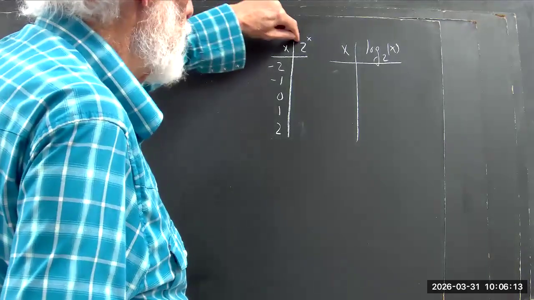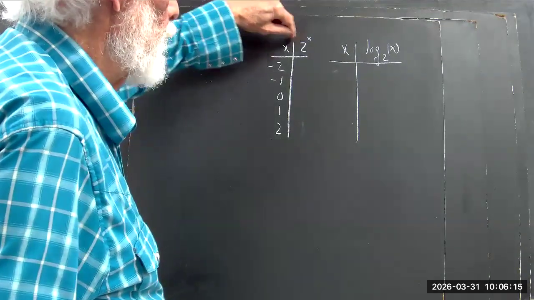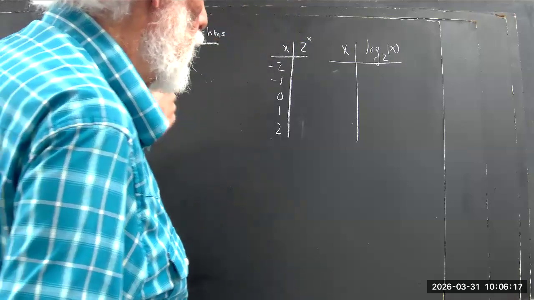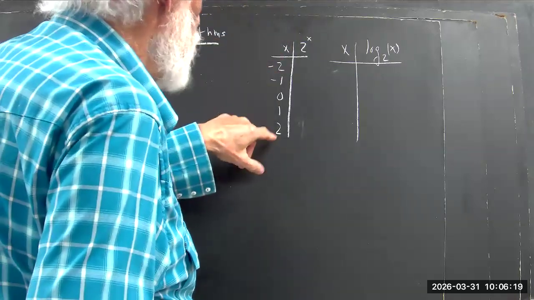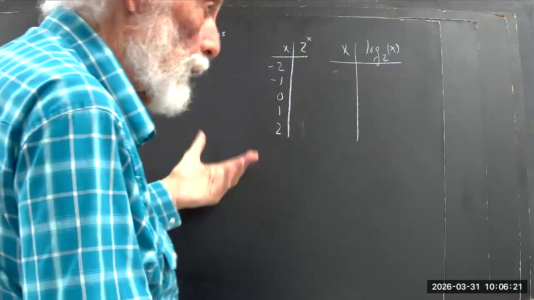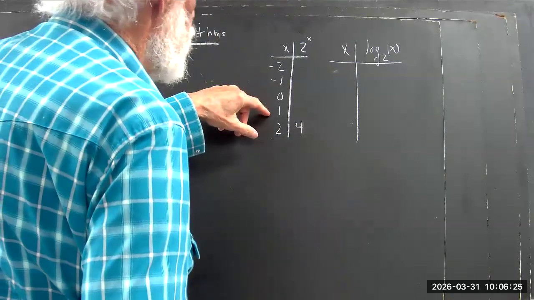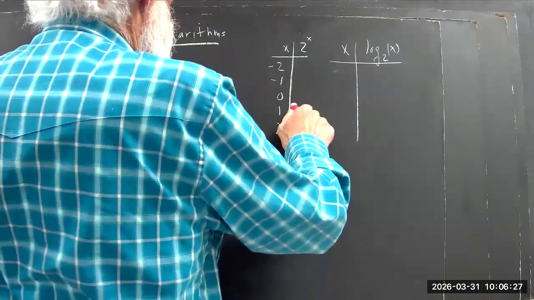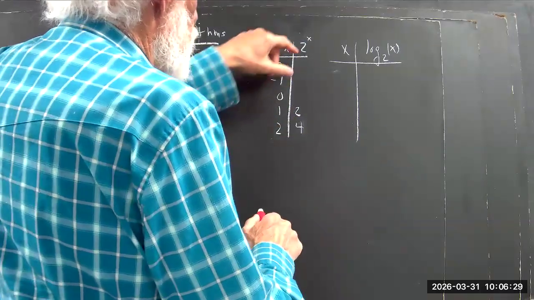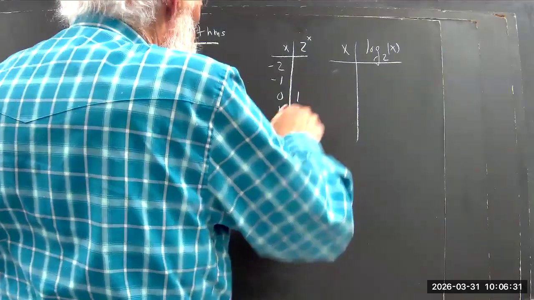Here's a table for y equals 2 to the x. We've got x there, we've got 2 to the x here. Well, if x is 2, 2 to the x is 2 to the second, which you know is 4. When x is 1, you get 2 to the first, which is 2. When x is 0, you get 2 to the 0, which is 1.